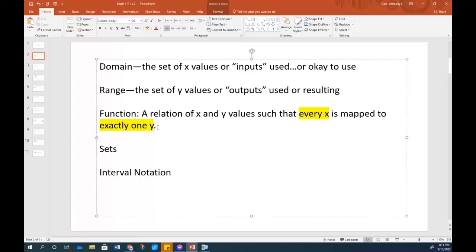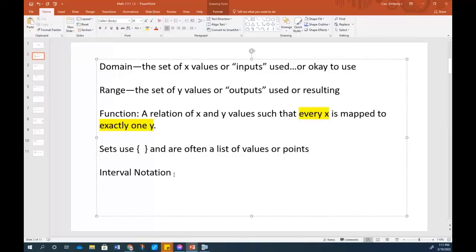Now, sets use braces. I should put an E on there. And so that's just kind of set notation. They are often a list of values, or points. So a set is going to be like that.